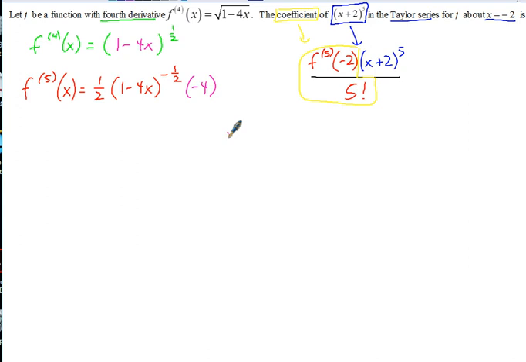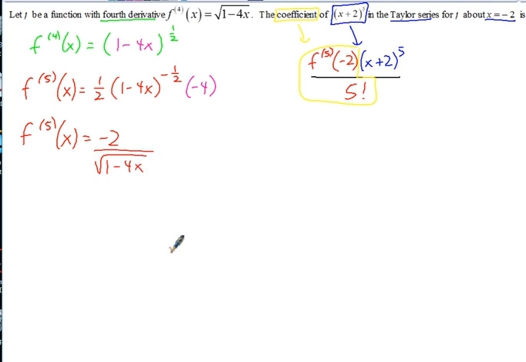And then let's simplify this first. So the fifth derivative of a function. Well, negative 4 times 1/2, that's negative 2. And then if we move this to the denominator, because it has a negative exponent, put it in radical form, over the square root of 1 minus 4x.